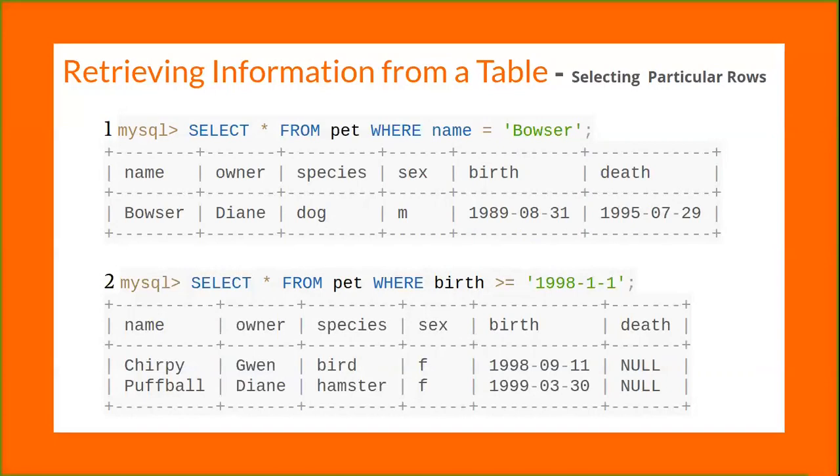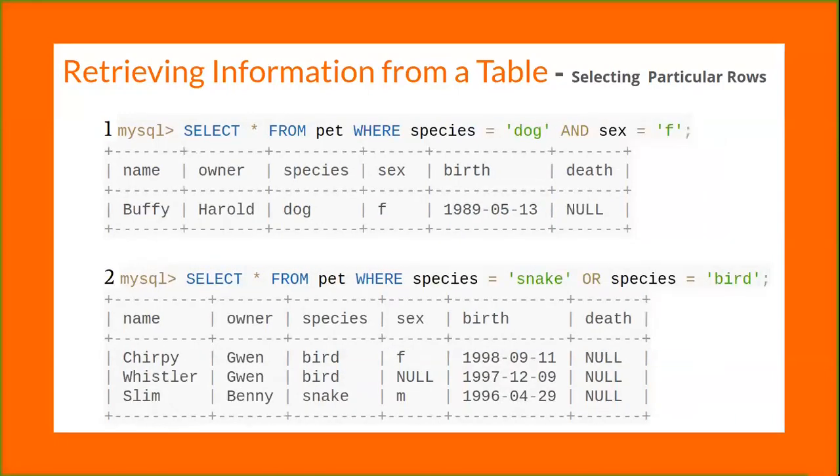You can specify conditions on any column, not just name. For example, if you want to know which animals were born during or after 1998, test the birth column: SELECT * FROM pet, which is the table name, WHERE birth is greater than or equal to 1998-01-01. You can combine conditions, for example, to locate female dogs: SELECT * FROM pet WHERE species equals dog AND sex equals F.